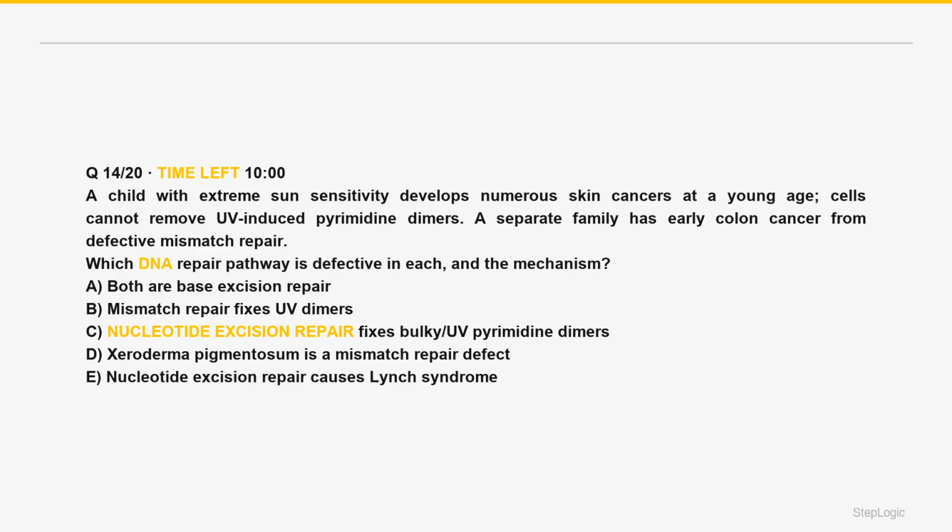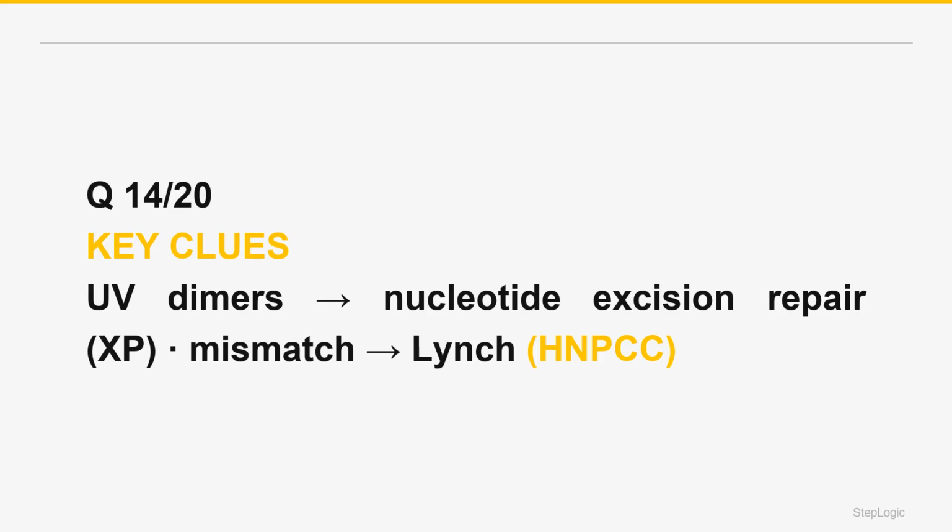NER fixes UV dimers, defective in XP. Mismatch repair fixes replication errors, defective in Lynch, HNPCC. Base excision fixes single bases. DNA repair uses different pathways for different lesions. Nucleotide excision repair removes bulky, helix-distorting lesions, most importantly the pyrimidine dimers caused by ultraviolet light, by excising a short oligonucleotide containing the damage and resynthesizing.